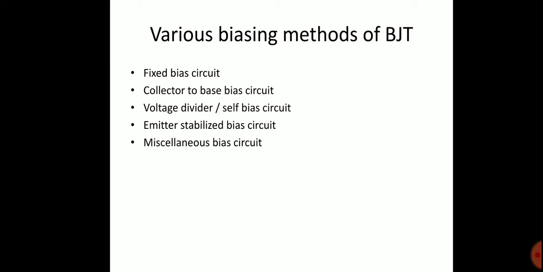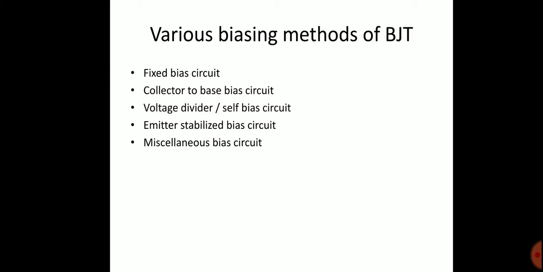The various biasing methods of BJT are different types of biasing circuits. Number 1, fixed bias circuit; collector to base bias circuit; voltage divider or self bias circuit; emitter stabilized bias circuit; and miscellaneous bias circuits.